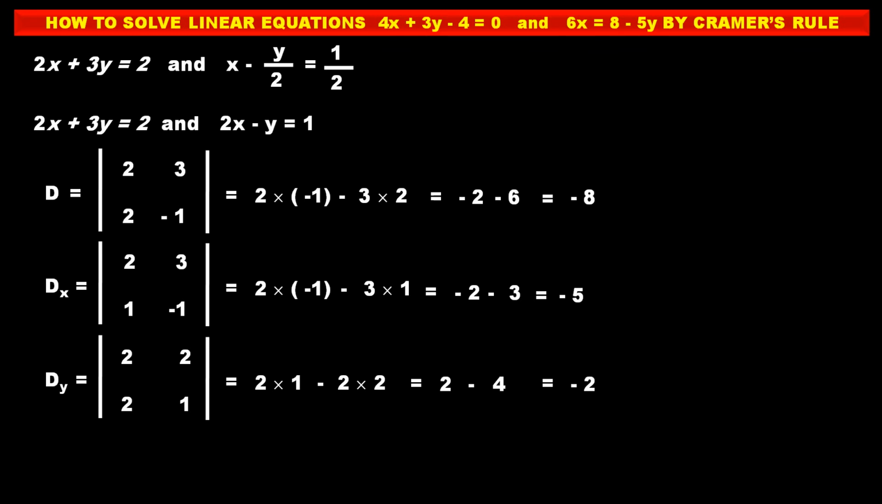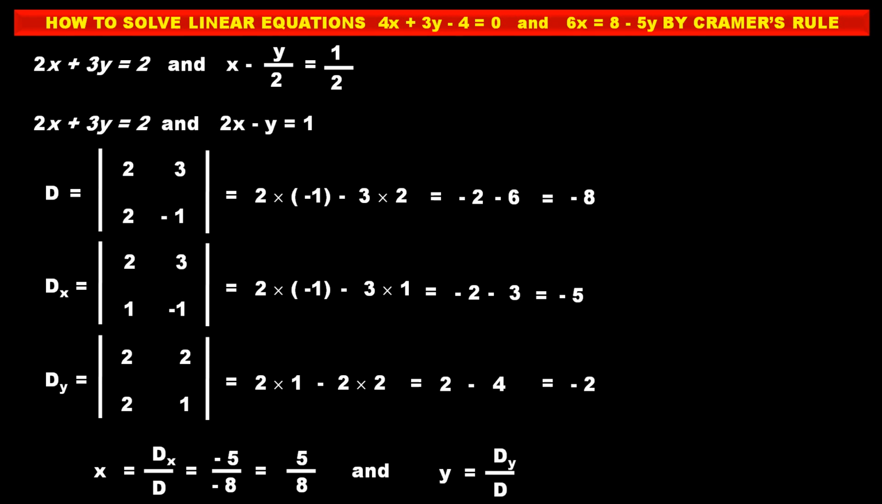Now using all these three determinants D, Dx and Dy, we have to find the values of variables x and y. So the value of variable x is equal to its formula, Dx upon D, so it is equal to the value of Dx, -5, upon the value of D, -8, which is equal to, minus minus becomes plus, so the answer is 5/8. So this is the value of variable x, 5/8.